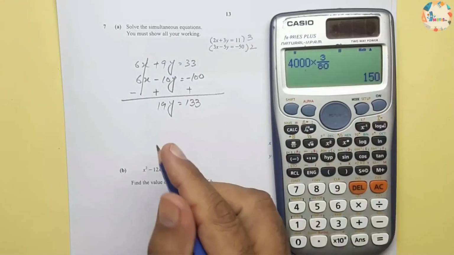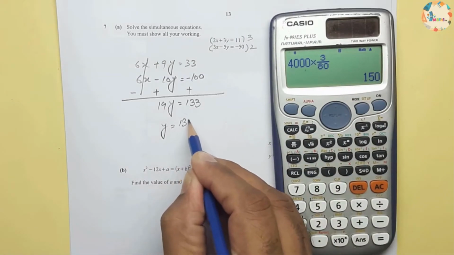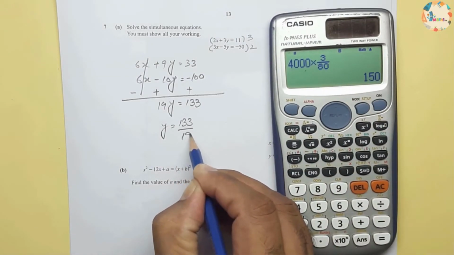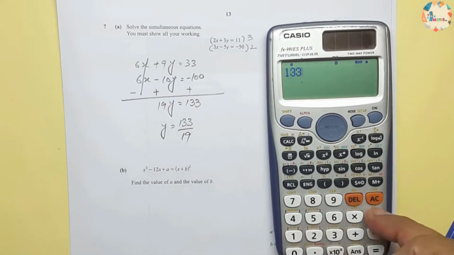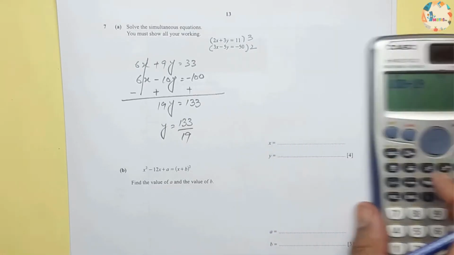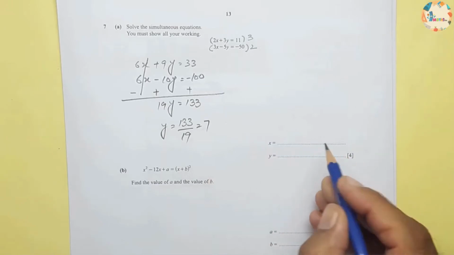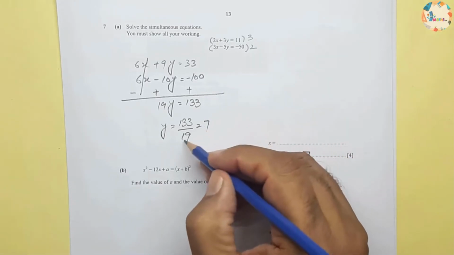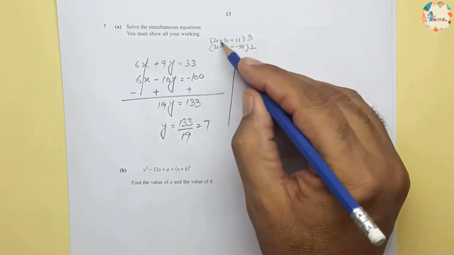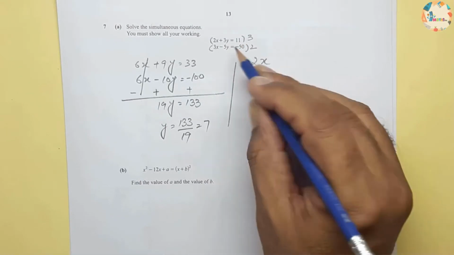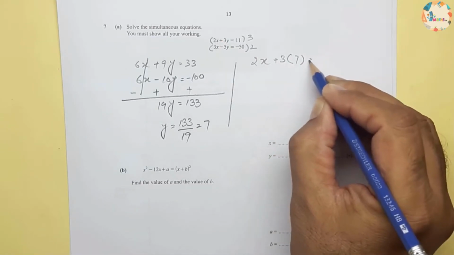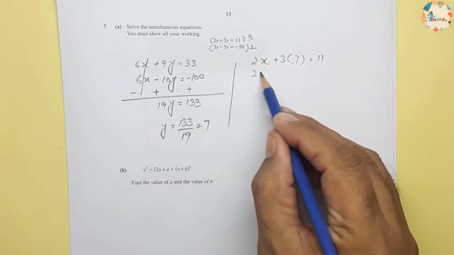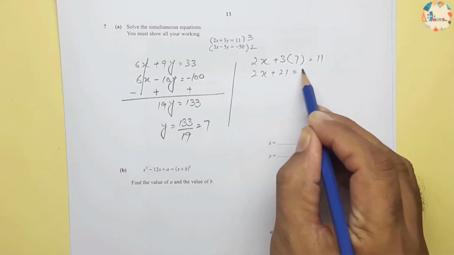So y will be equal to 133 divided by 19. So 133 divided by 19 will be equal to 7. So y value we got is 7. Now we can replace this y value in any of these two original equations. So we will place in first, 2x plus 3 into y, which is 7, is equal to 11. Now we can write 2x plus 21 is equal to 11.